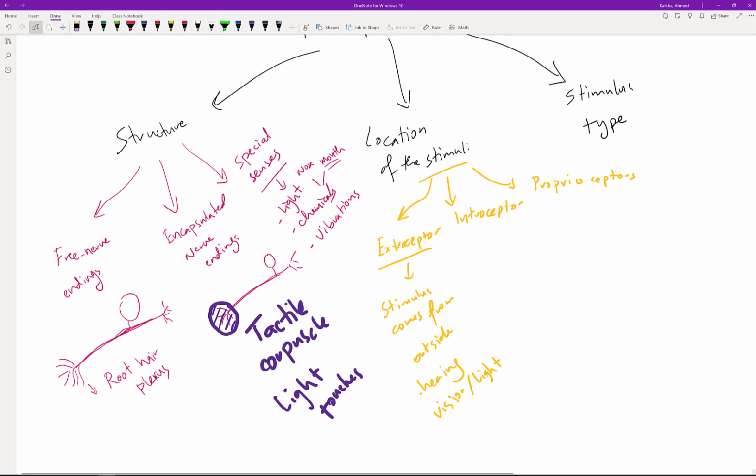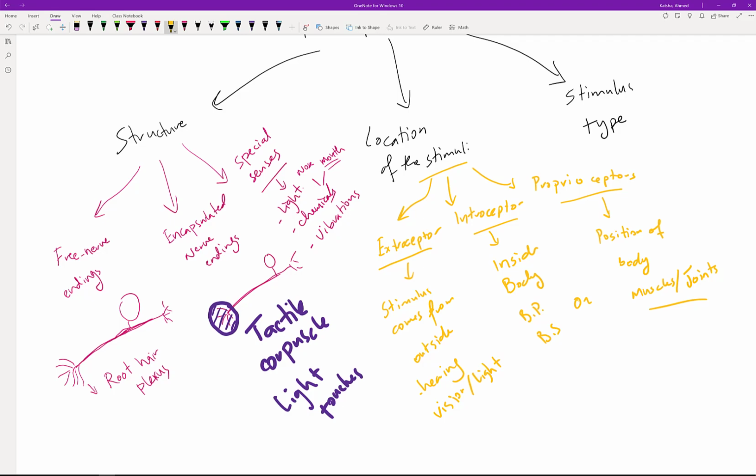Then we have the interoceptors. Those are from inside the body. Like what? Like blood pressure, for example, blood sugar, oxygen levels, sodium, water, all of those are interoceptors. Then the proprioceptors, this is the third group. Those basically tell about the position of the body. So those are more for the muscles and joints. Those are the ones that will tell you if you are sitting or standing or moving. So those are responsible for the interpretation of the movement of the body.